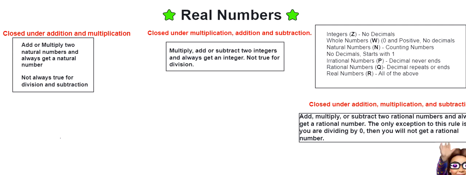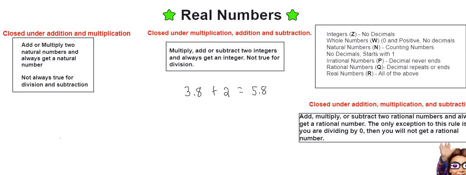So if I add two rational numbers, 3.8 plus 2, they're both real numbers. They're both rational. If I add those, I get a rational number, 5.8. The decimal ends, therefore it's rational.